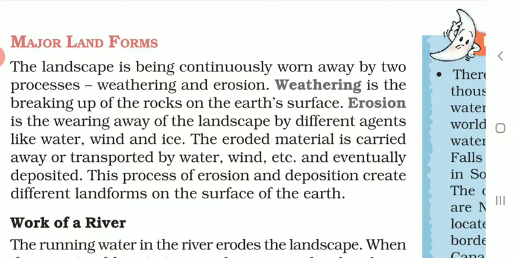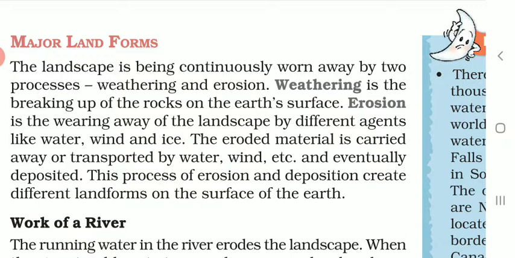So what is weathering? Weathering is the breaking up of the rocks on the surface of the earth, when due to the changing temperature, rainfall and all that, the different forms of moisture are there in the atmosphere. Due to all these chemical and physical changes, the rocks are breaking up, and then they are breaking into small fragments. This process is called weathering. So weathering is the breaking up of rocks on the surface of the earth.